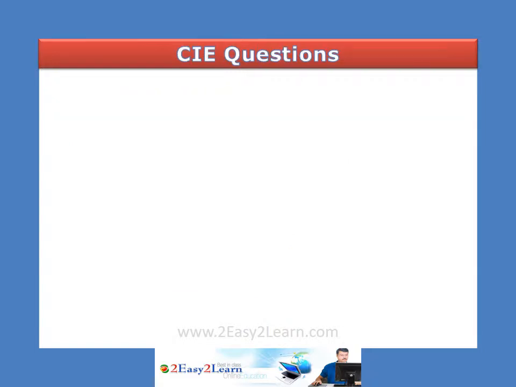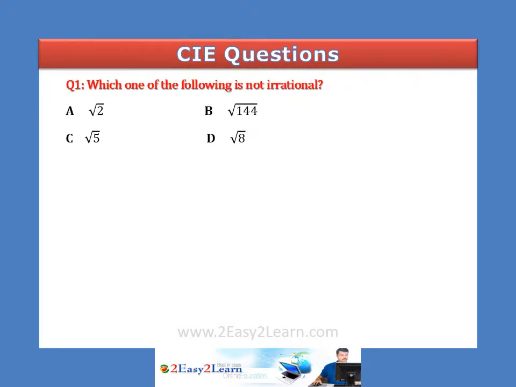Let's discuss CIE questions. Question 1. Which one of the following is not irrational? Option A. Square root of 2. Option B. Square root of 144. Option C. Square root of 5. Option D. Square root of 8.